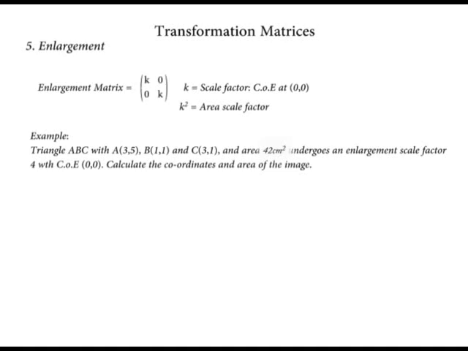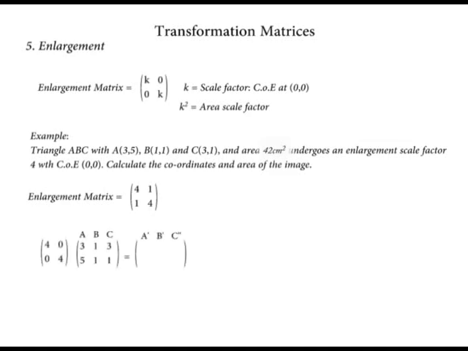So the enlargement matrix will be 4, 0, 0, 4. And then we write the coordinates of the 3 vertices as a 2 by 3 matrix. We then multiply by the enlargement matrix. If we do that, A prime will have coordinates (12, 20), B prime (4, 4), and C prime (12, 4). Area scale factor will be equal to 4 squared, giving us 16. And so the area of the image will be 16 times 4, giving us 64 square units.